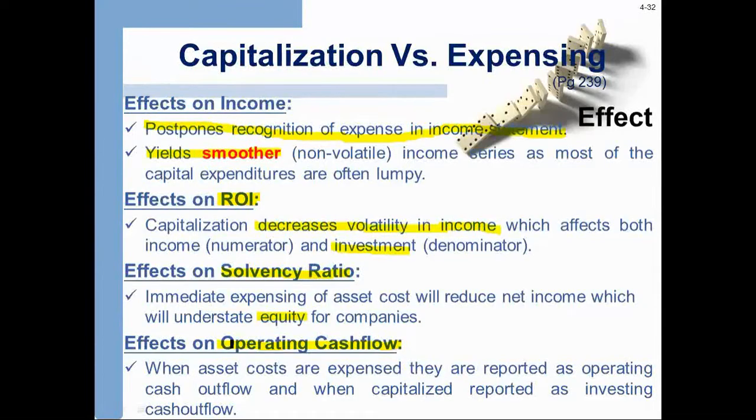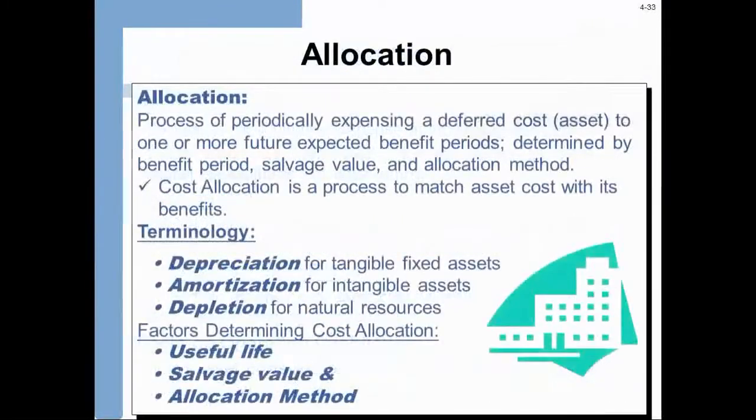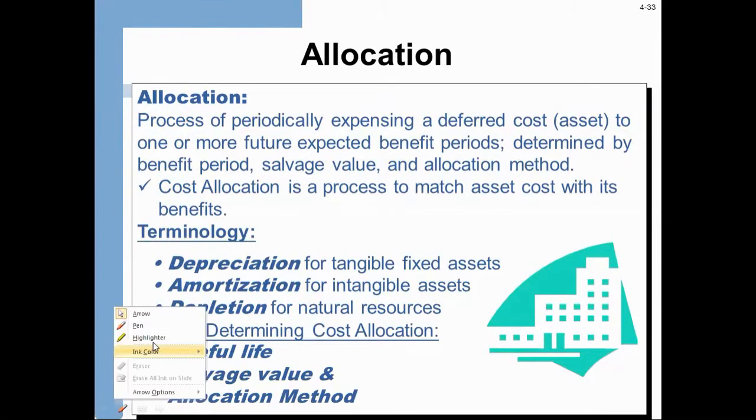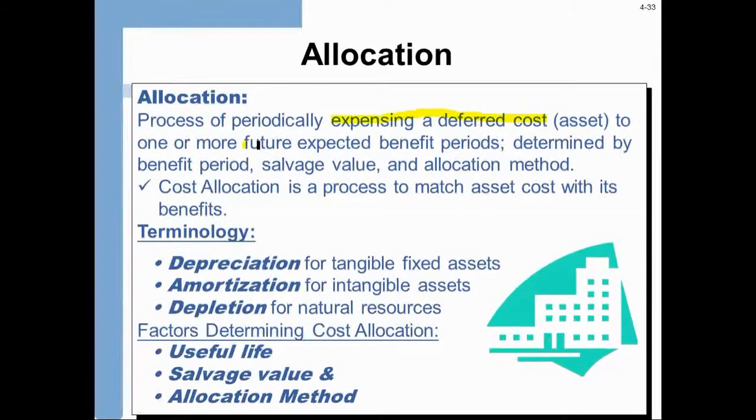After these effects of capitalization, we are heading towards allocation: how to take out a small portion of the expense from the balance sheet and put it in the income statement. Allocation refers to the process of periodically expensing a deferred cost to one or more future expected benefit periods determined by the benefit period, salvage value, and allocation method.